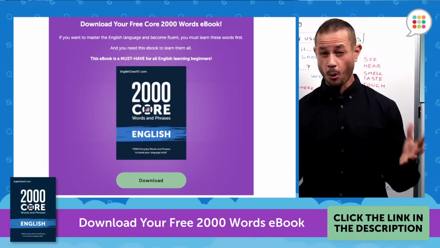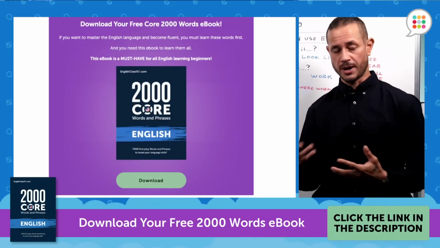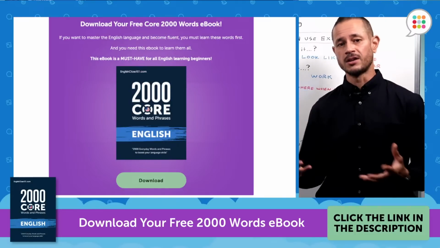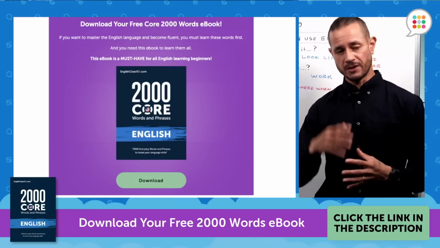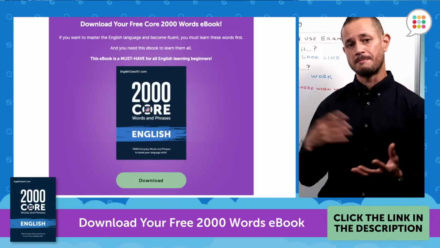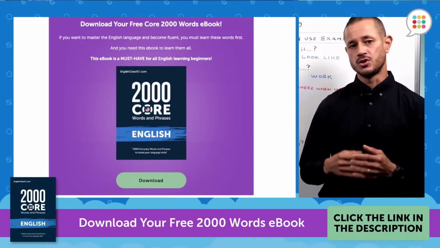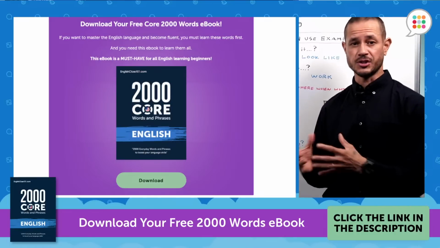Now, what are core words, you might be asking? These are the most common, the most regular, and therefore the most useful words in the English language. And this is a list of 2,000 of them, a very long list for you to use and memorize and then use in conversation so that you can be fluent and communicative in many different situations.